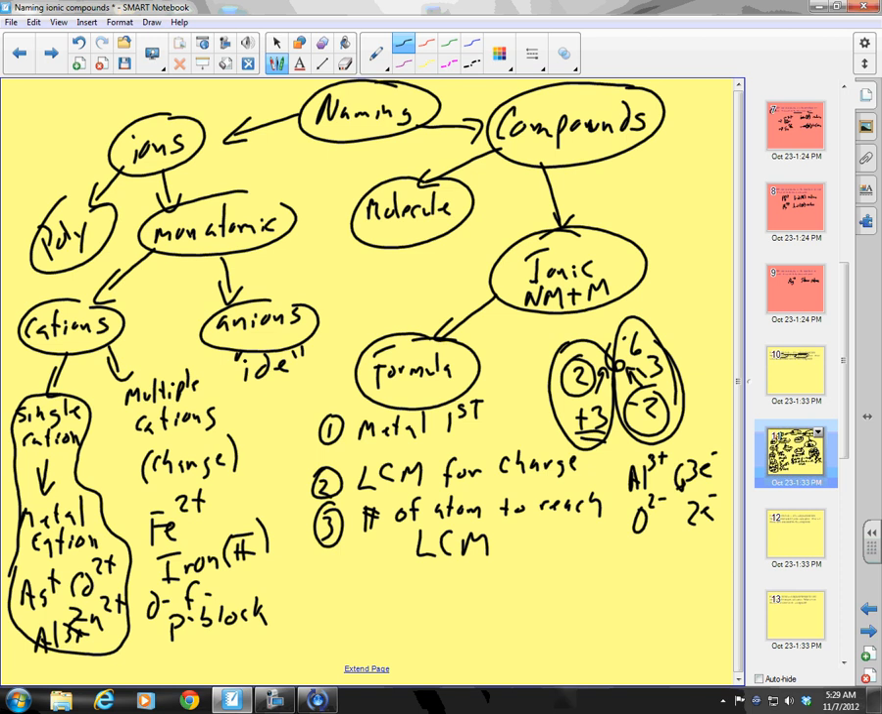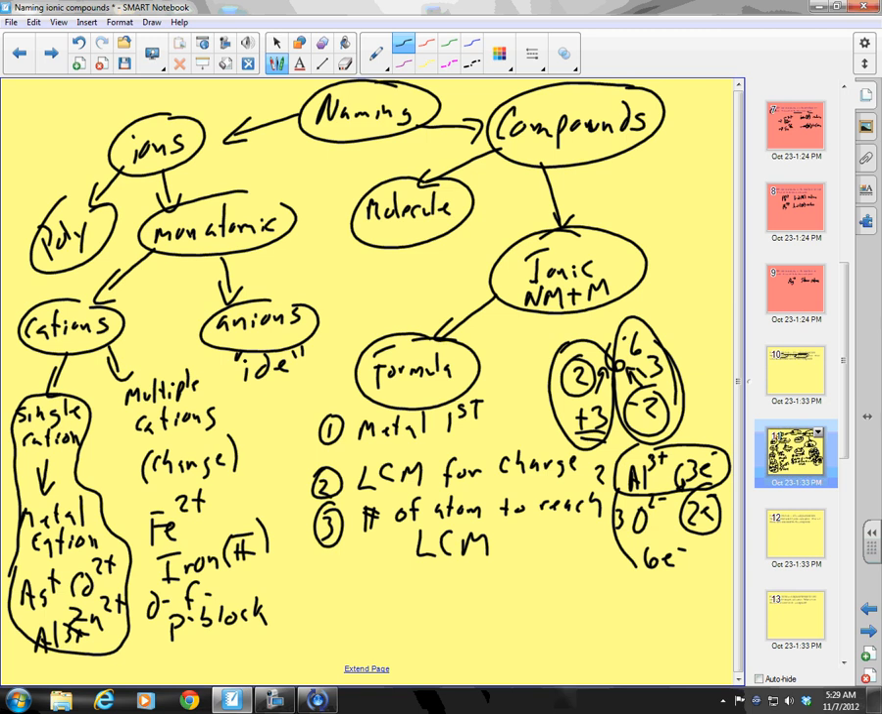So how many aluminums does it take? Well, I'm going to have 2 aluminums, and that will provide 6 electrons. Now, how many oxygens does it take to use up 6 electrons? Well, I need 2 each. 2 times what number gives me 6? 3. So I need 3 oxygens to have my charges balanced.